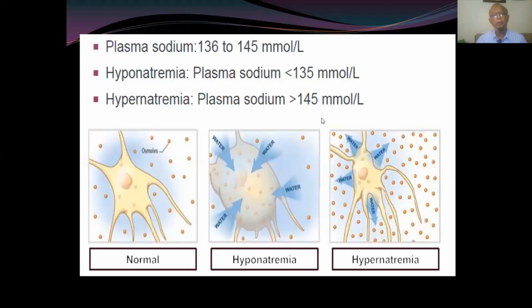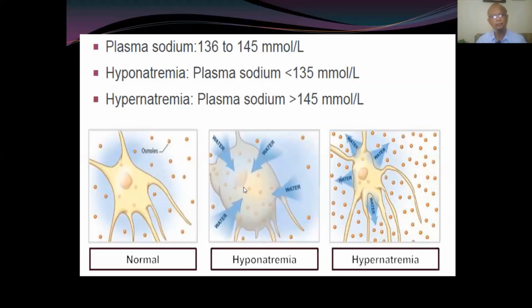And what is the normal level of sodium? As you all know, it is 136 to 145 millimole per liter. We label it as a case of hyponatremia when the sodium concentration is less than 135 millimole per liter. And in hypernatremia, the plasma sodium will be more than 145 millimole per liter.